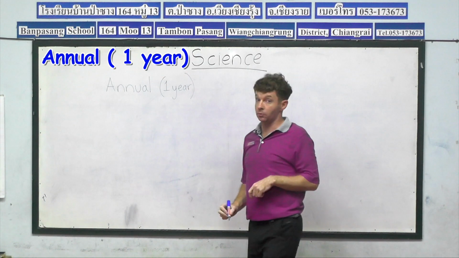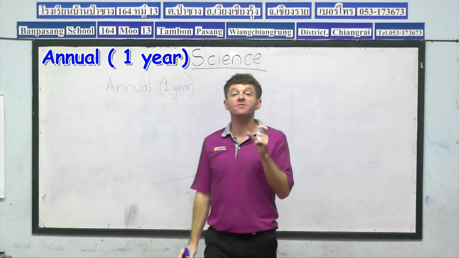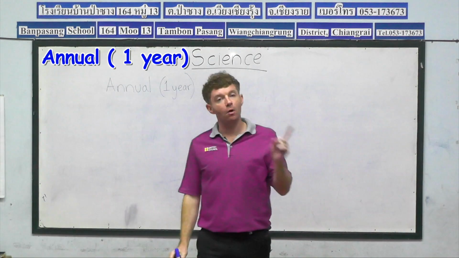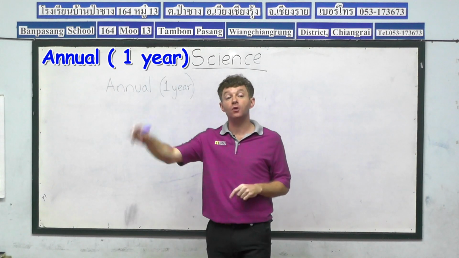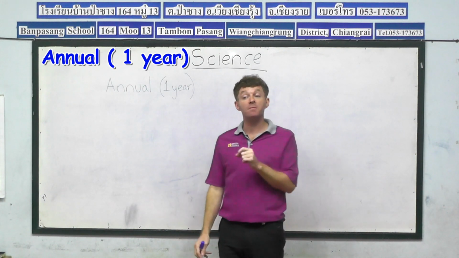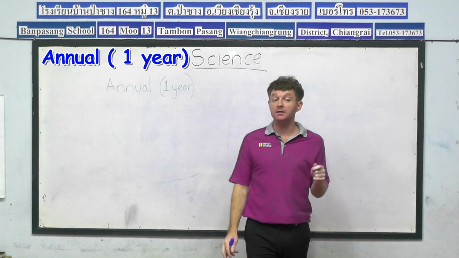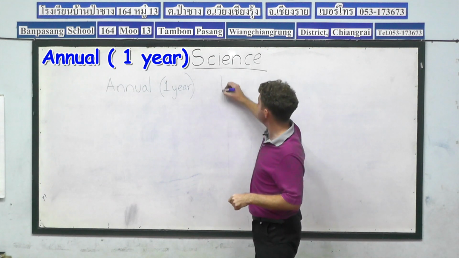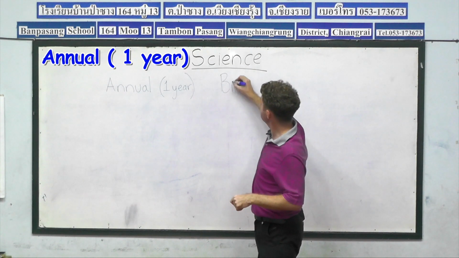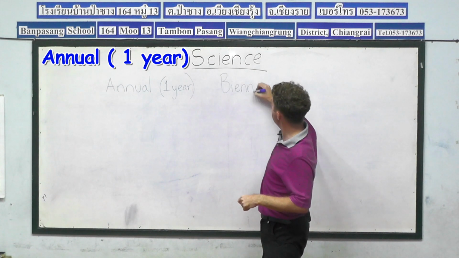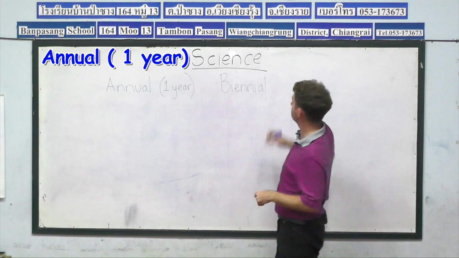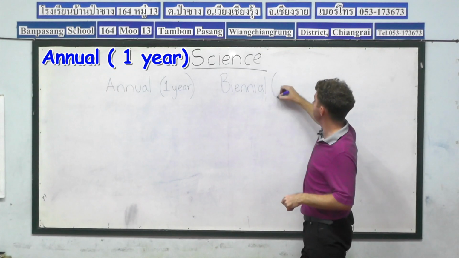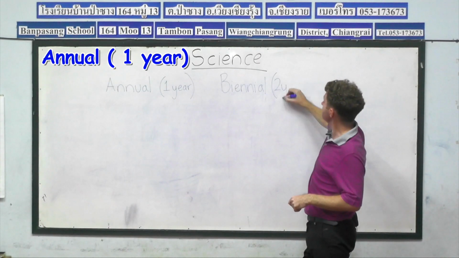Okay, 1 year only. But then we had another group of plants that live for more than 1 year. They live for 2. And can anybody remember the name of the group of plants for 2 years? Biennial. Well done, yes. B-I-E-N-N-I-A-L. And biennials, they live for 2 years.